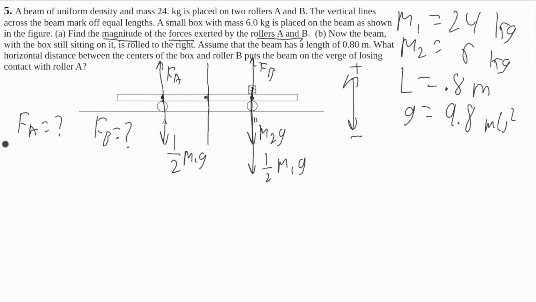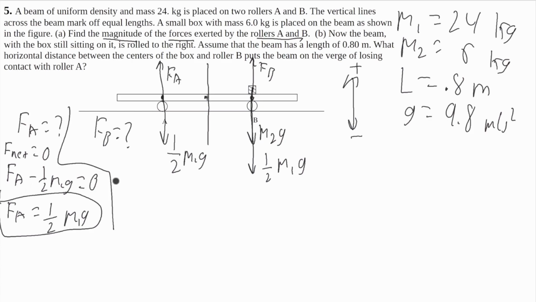I'm going to use static equilibrium and say that F net is equal to 0, and I'm going to add up all the forces in A and equal them to 0. So I'll get FA minus 1/2 m1g is equal to 0. So FA is going to equal 1/2 m1g. And that's your answer for A.